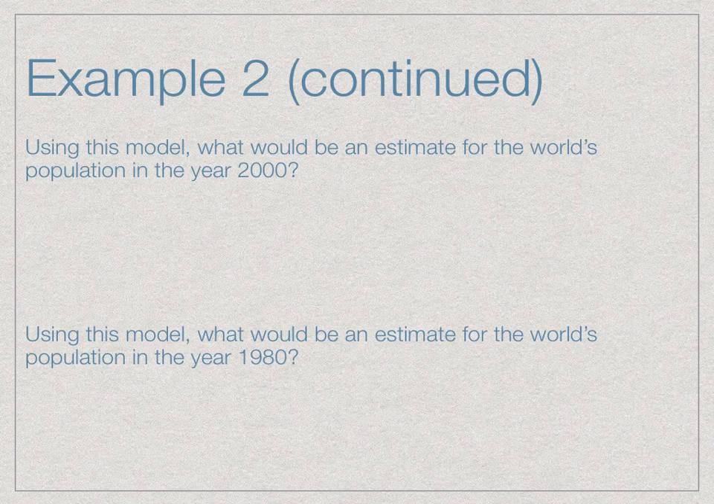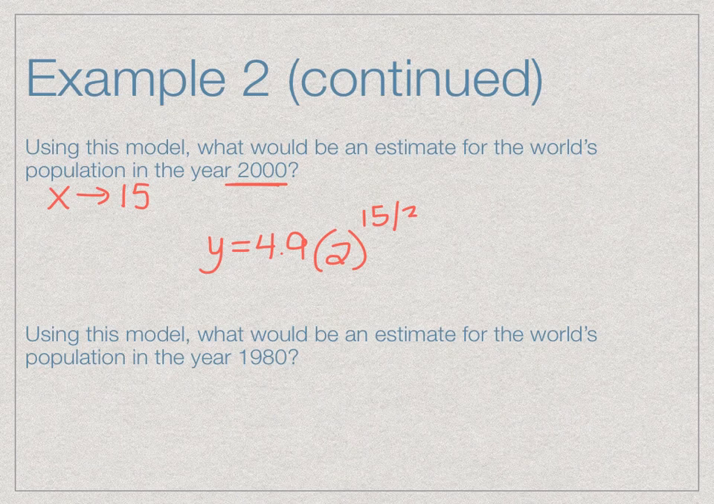Okay? So now let's take that equation and do something with it. It says, using this model, what would be an estimate for the world's population in the year 2000? Well, the first thing we need is, what is our x value? And x is years from 1985, so from 1985 to 2000, that's 15 years. So if I plug that into my equation, I would say y equals 4.9 times 2 to the power of 15 over 35. Now, if your calculator allows you to just type right up in the exponent like this, you can probably type it in exactly as entered.